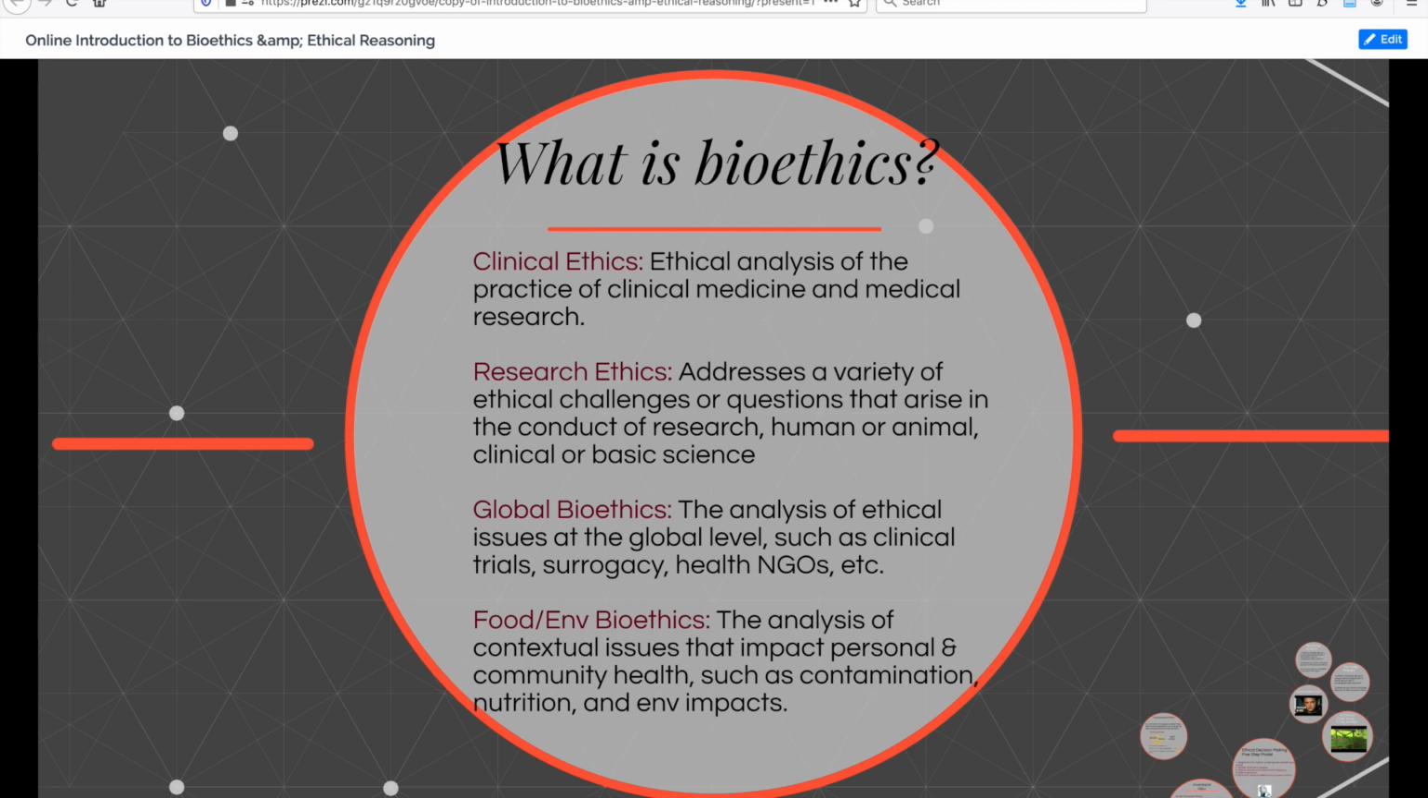And in fact, bioethics as a field largely emerged out of concerns that research was being done in an unethical manner, at least historically speaking. And we'll talk about that history moving forward. And we have global bioethics, and this is the analysis of ethical issues at the global or international level. So as clinical trials move into international waters, what ethical standards should be in place? Should ethical standards be in place?